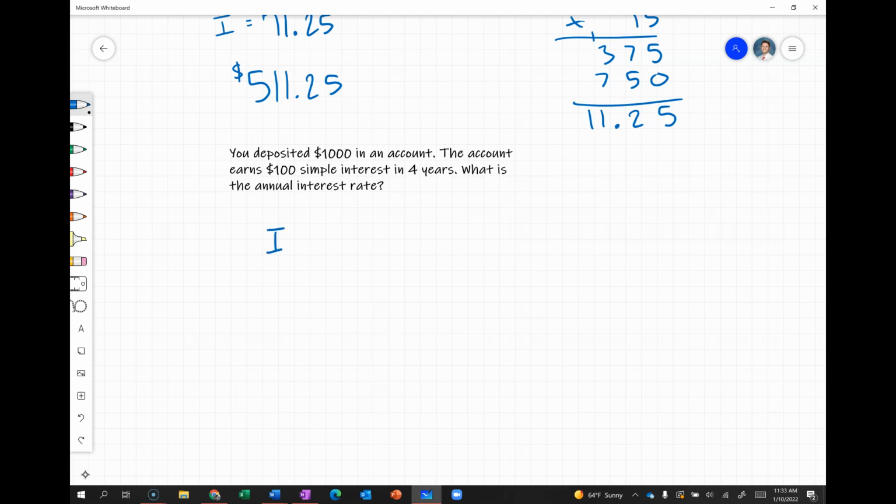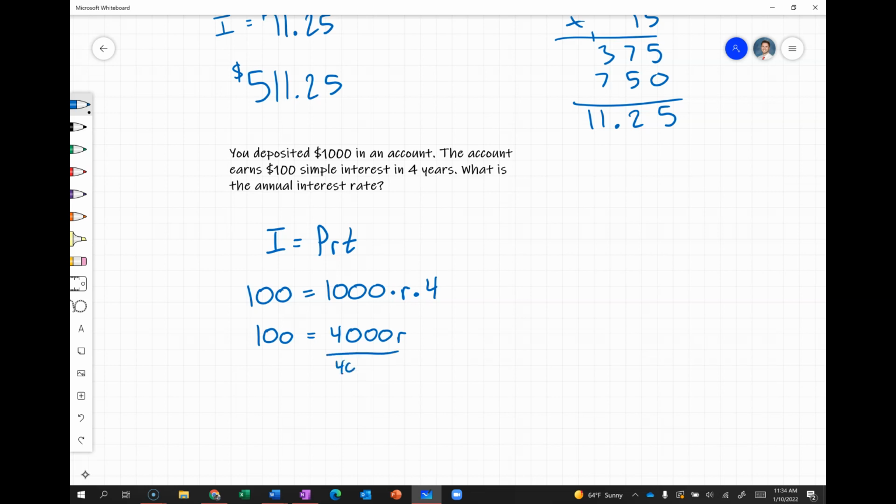So again, we use our equation I equals PRT. So I is our interest. This time we know the simple interest. It's $100. And that's going to be equal to our principal, 1,000, times R, which we don't know yet, times T, which is 4 years. So we can see that's going to be 100 equals 1,000 times 4 is 4,000 times R.